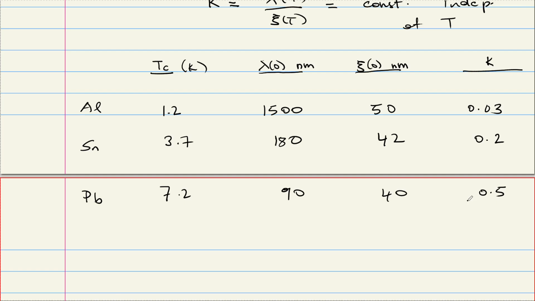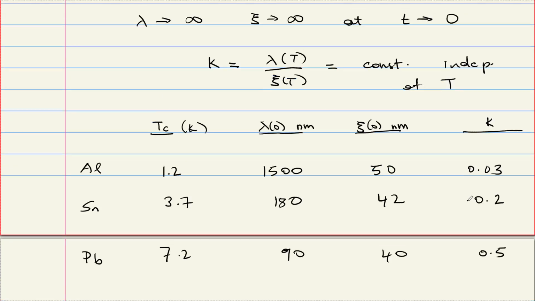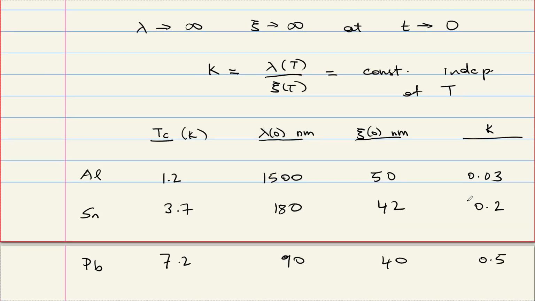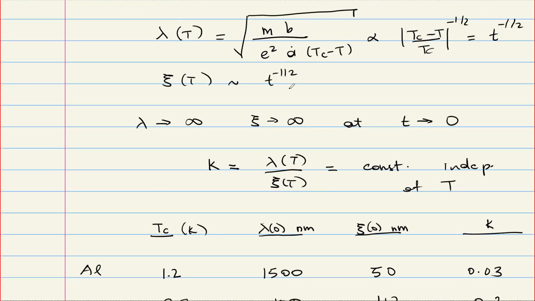Is there something wrong with the kappa definition? You said lambda over psi. Yeah. So lambda is a T-dependent quantity. Psi is a T-dependent quantity. They both diverge with the same power, and if you take their ratio, it's a constant, independent of temperature. For example, in the aluminum case, calculation.